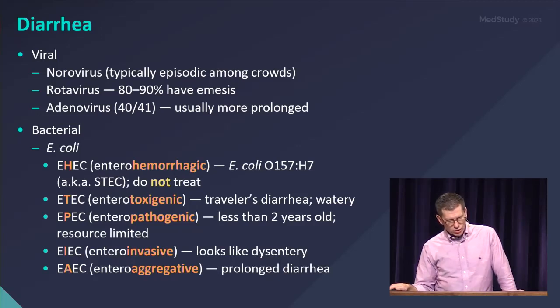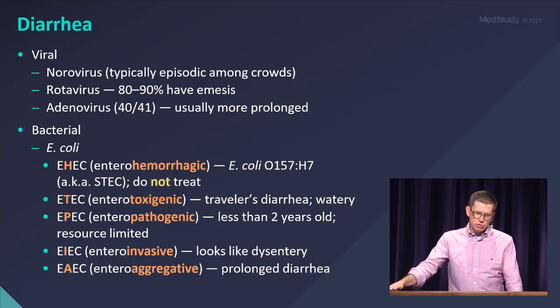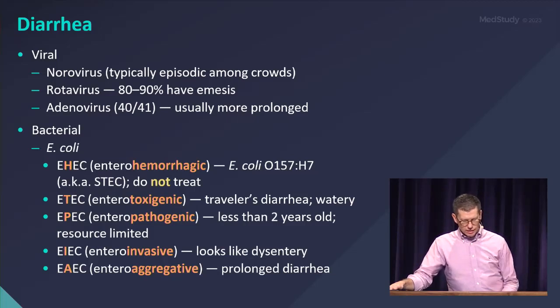Bacterial typically is E. coli, so you have enterohemorrhagic E. coli. This is the one you do not treat because this is oftentimes Shiga-toxin producing E. coli. Enterotoxigenic is also known as traveler's diarrhea. That tends to be pretty watery. You treat that with azithro or quinolone.